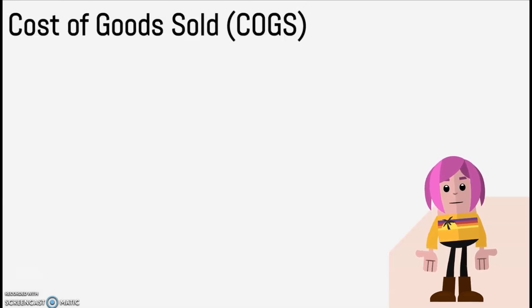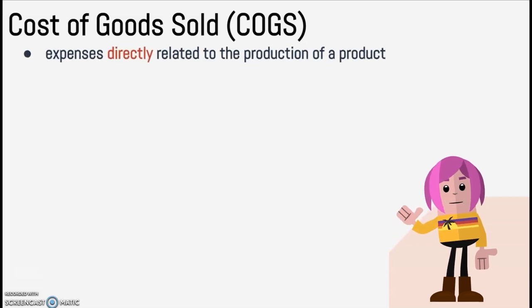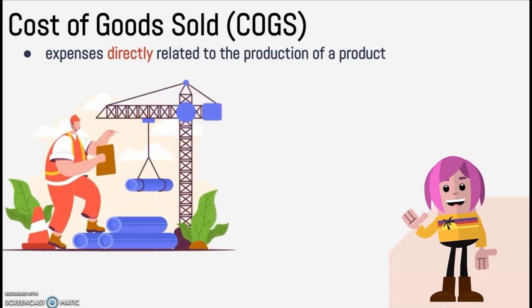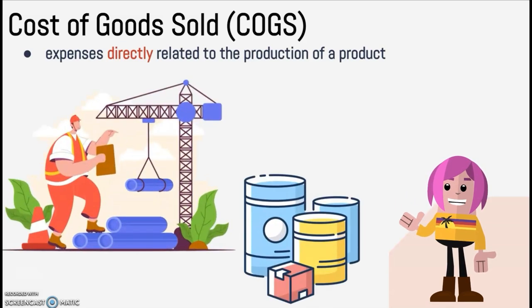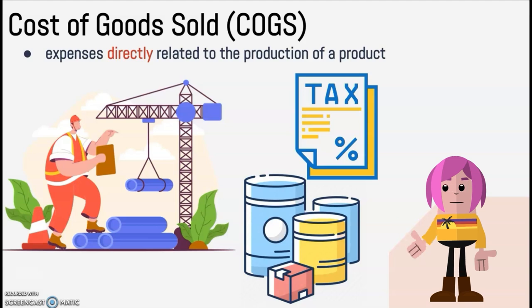Cost of goods sold, or COGS, refers to expenses directly related to the production of a product. Examples include labor directly tied to production, direct materials needed for the production of goods and services, and taxes on the production facilities.